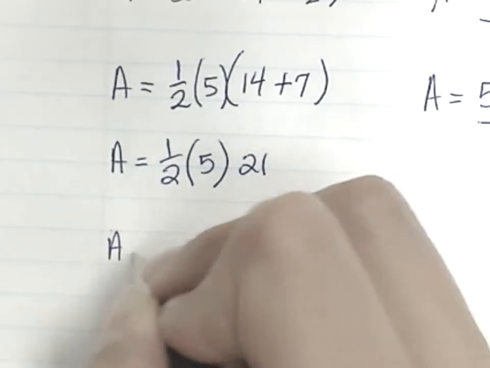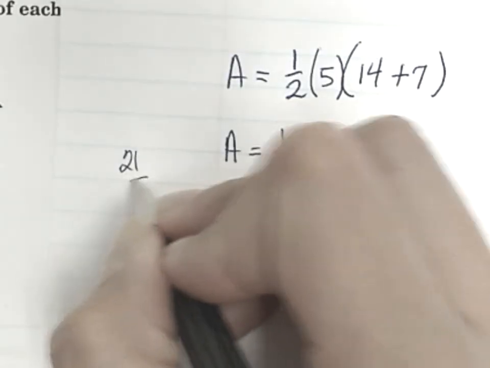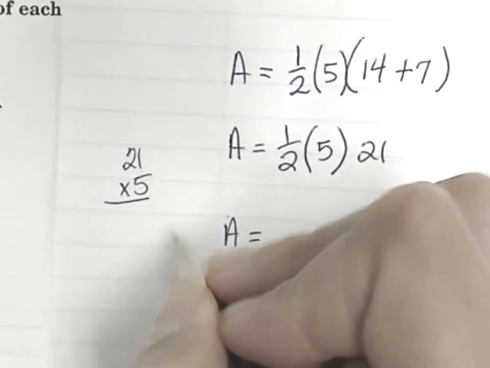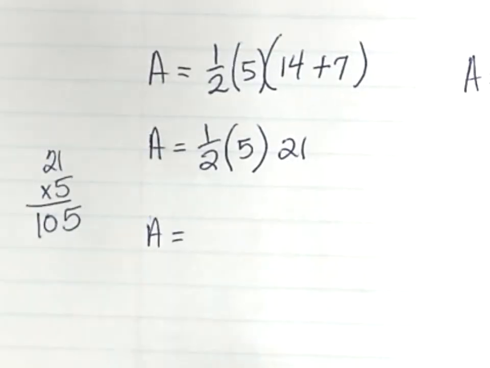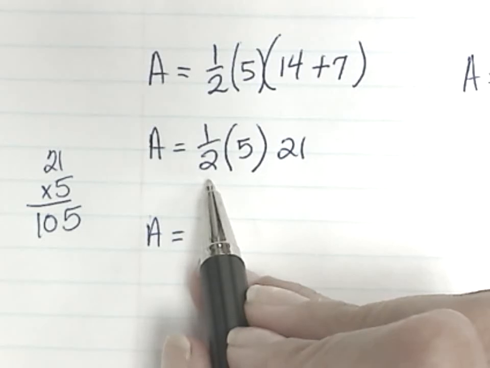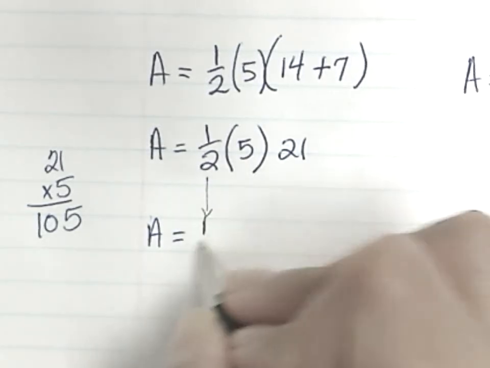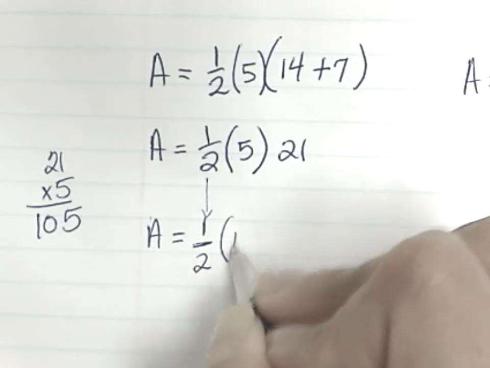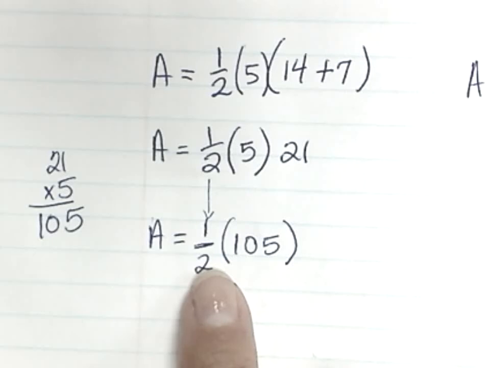5 times 21. Well, I don't know that in my brain, so I'm going to pull to the side. 21 times 5. 5 times 1 is 5. 5 times 2 is 10. 105. But wait a minute. What did I do with this half? Bring it down for the meantime so you don't forget. You haven't used that half yet. You have not multiplied anything by half.